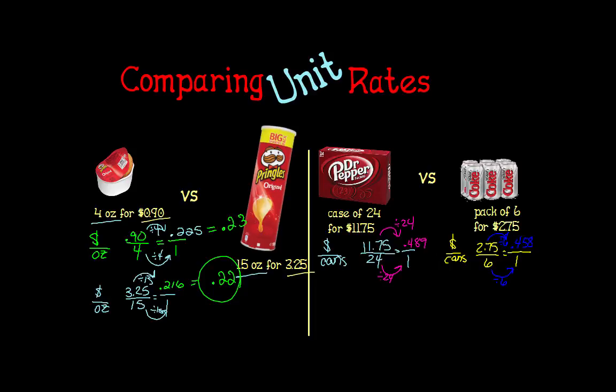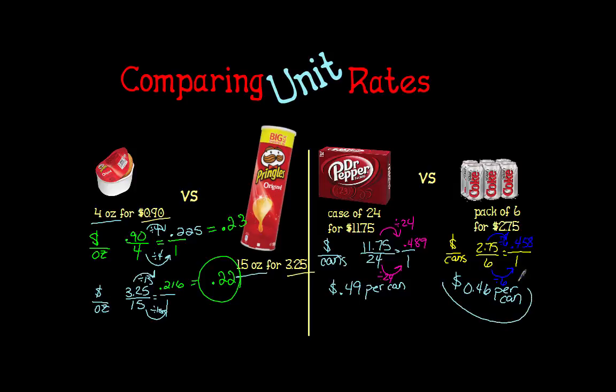Well, if I round those, because we're dealing with money, the case of 24 is going to be 49 cents per can versus 46 cents per can. Which one's a better deal, Mr. McCord? Well, I would always like to pay less money for the same amount. So in this case, we should go with the 6 cans for $2.75.